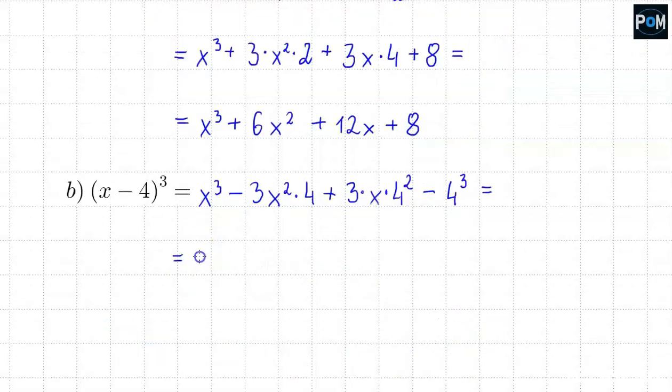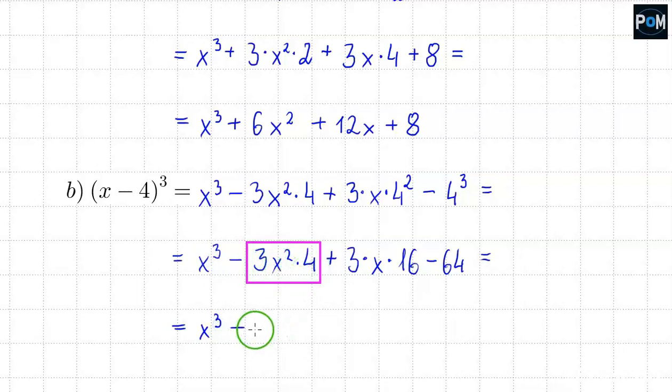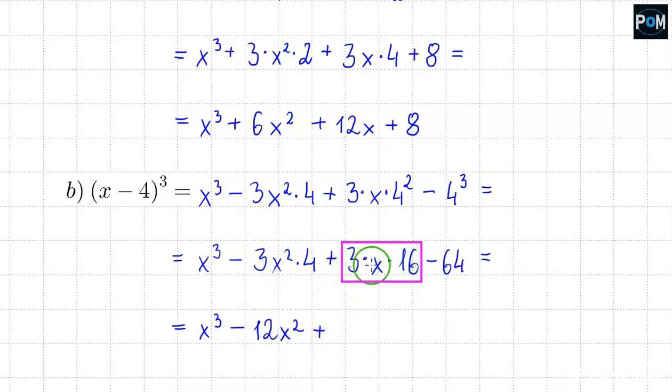Now we just exponentiate what we can. There are no exponentiations here. 3 times x still doesn't involve exponentiation. Exponentiation is only here. 4 squared is 16. And the exponentiation is here. That's 64. 4 cubed equals 64. Now only multiplying. x cubed remains unchanged. Here you multiply 3 times 4, which is 12x squared. Here you multiply 3 times 16, which is 48x, and minus 64.